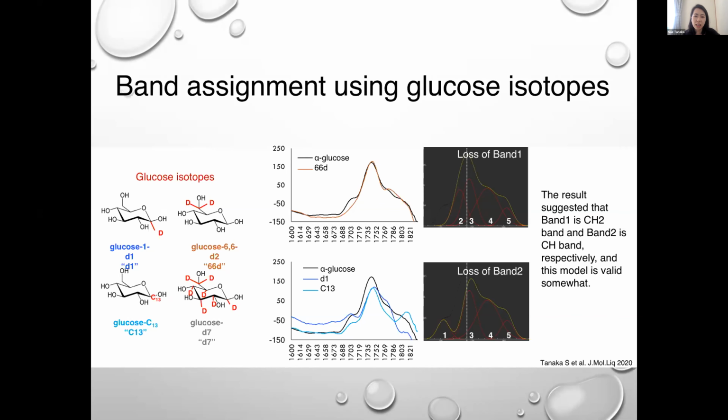I think it depends on the structure of water surrounding the alpha glucose. Beta glucose doesn't show the peak around 7042 nanometers, so it is flat in the regression vector. That means that I think alpha glucose interacts with water stably, but beta glucose is not stable in water. I think this is very interesting.